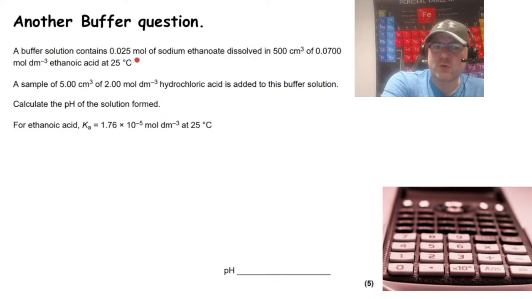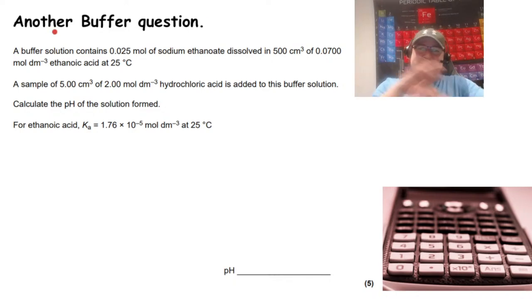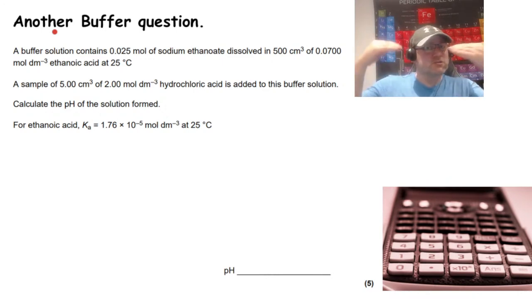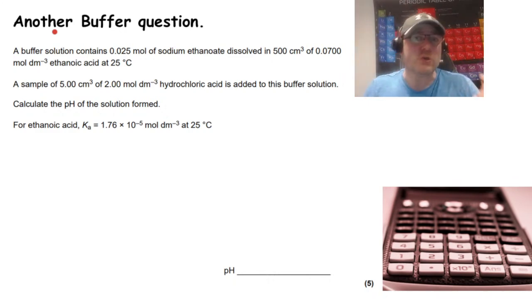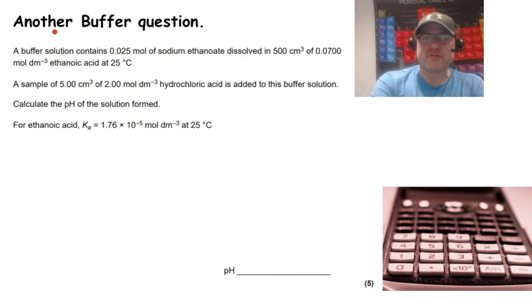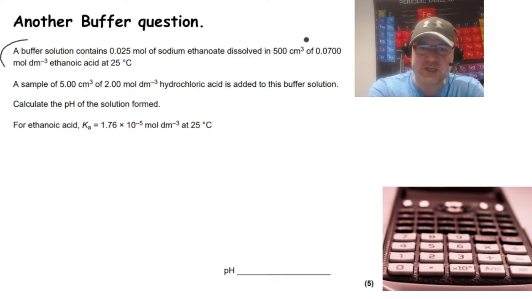Buffer solution contains 0.025 moles of sodium ethanoate dissolved in 500 centimeters cubed of 0.07 molar ethanoic acid. So we've got a salt mixed with an acid. That is your buffer solution done, dealt with. You could actually work out the pH of that buffer solution right there, okay? And in some questions, they'll ask you to work out the pH, and then they'll say, after they've added an alkali, what's the new pH? So we could work out the original pH of this section, which is the buffer, and then we could work out the pH after.